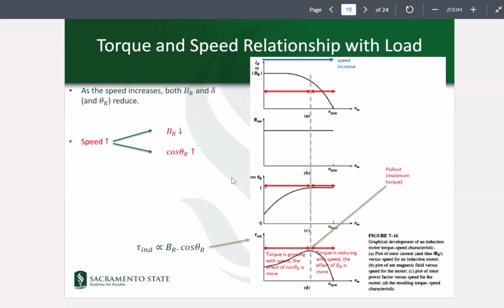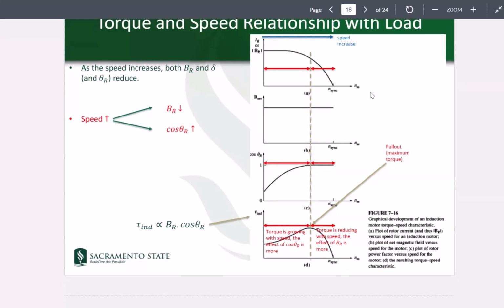Now, this is just an analytical perspective over the torque in relationship with the load. If the load is increasing, if you basically go to the left side, when you have less speed, when the speed is reduced, you have more load. When the speed is increased, you have less load, right? Keep that in mind, the speed and torque relationship with respect to the load.